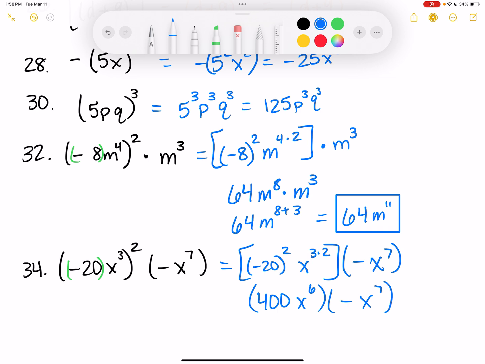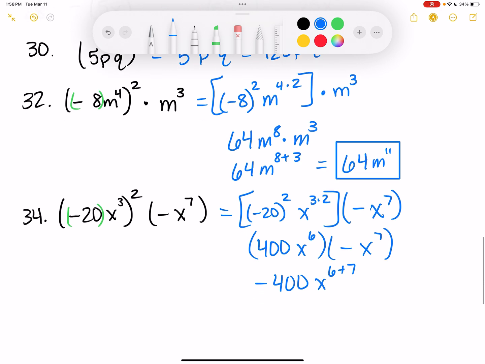So I can take this negative sign and put it out front. So that's going to be negative 400. Then what happens with these things that are being multiplied that have the same base? Add their exponents. So I have x to the 6 plus 7. And so this gives me negative 400 x to the 13th.